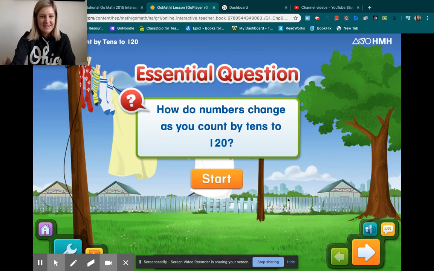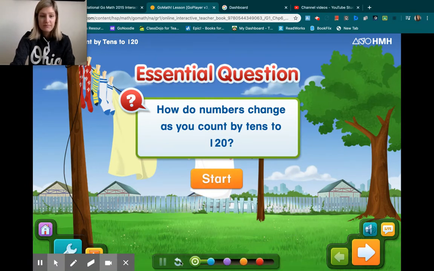Hi, first graders. Today we're going to work on some more math, and our math lesson today is going to follow counting patterns, but we're going to count by tens today instead of ones. So let's listen to our essential question, and then we will be able to move on with our lesson, okay? How do numbers change as you count by tens to 120?